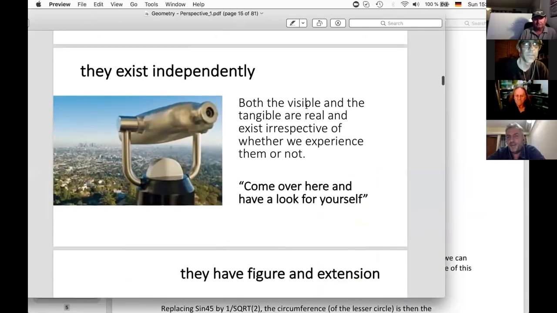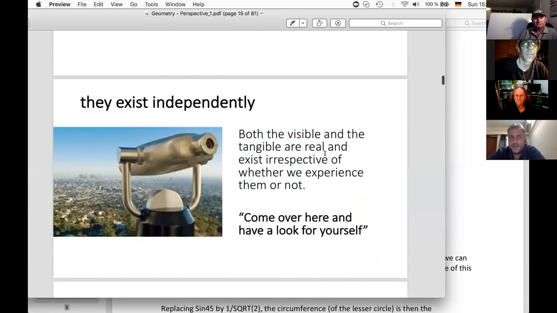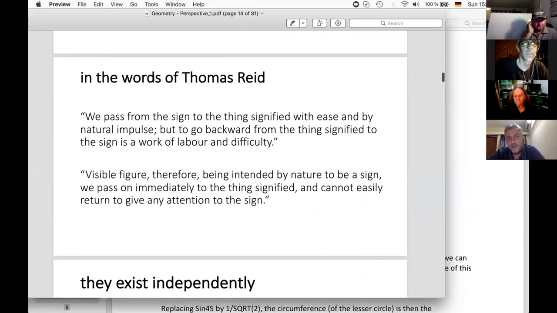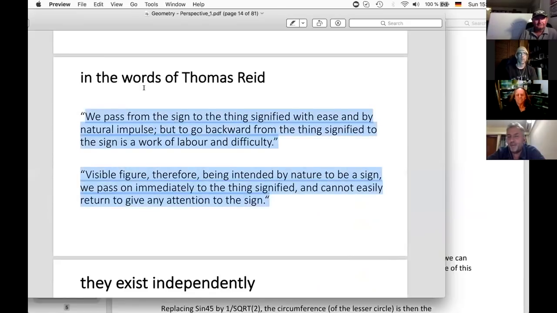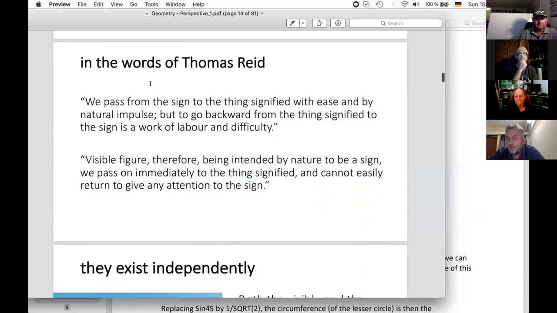Now there's a big question about how the visibles and tangibles actually relate to each other, right? These are the words of Thomas Reid, and you probably heard me saying this in the introduction: we pass from the sign to the thing signified with ease and by natural impulse, but to go backward from the thing signified to the sign is a work of labor and difficulty. Visible figure being intended by nature to be a sign, we pass on immediately to the thing signified and cannot easily return to give any attention to the sign. This is from his famous book, Inquiry into the Human Mind on the Principles of Common Sense. If you ask me, the best book ever written.